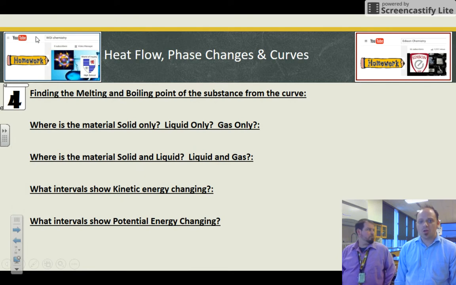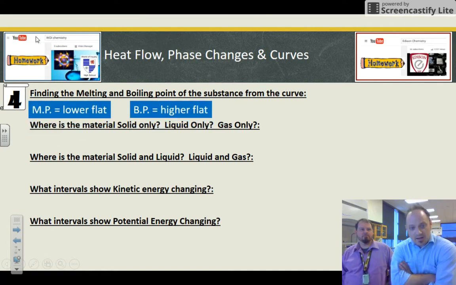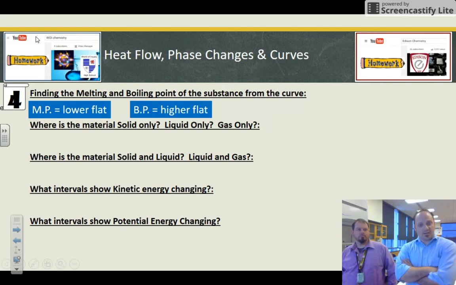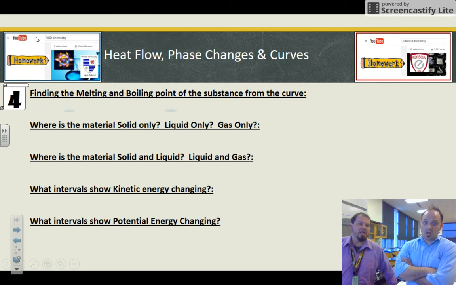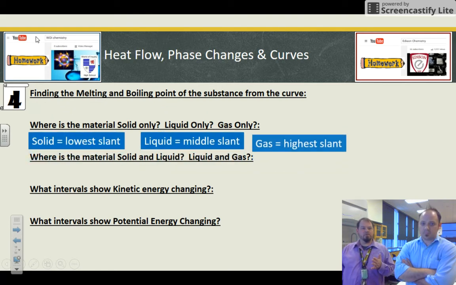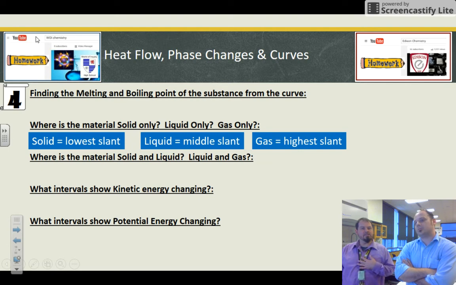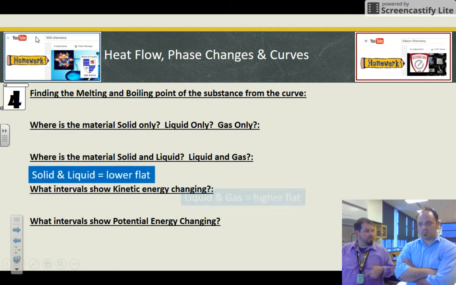So from a curve, finding the melting and boiling point is simple. The melting point is the lower flat, and the boiling point is the higher flat. Straightforward, that's what those values are. And where it's solid only is the lowest slant, where it's liquid only is the middle slant, and where it's gas is the highest slant. Every single time. And that applies to both heating and cooling curves.